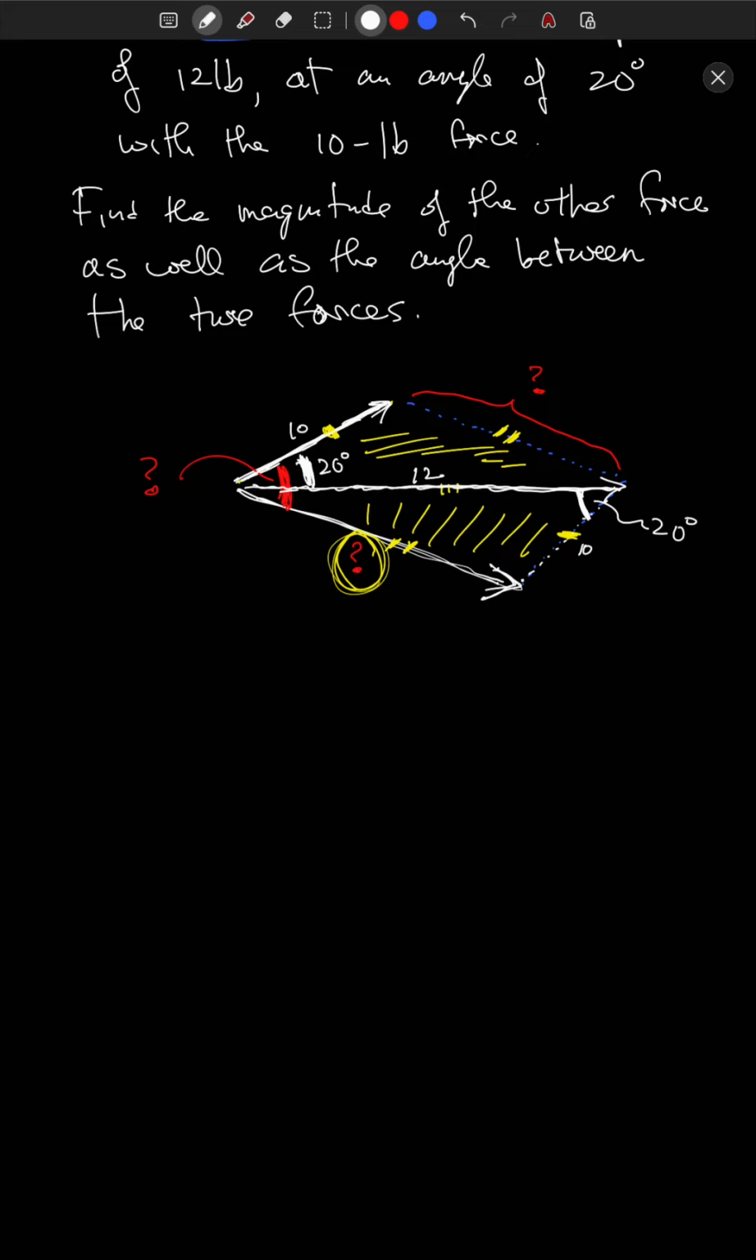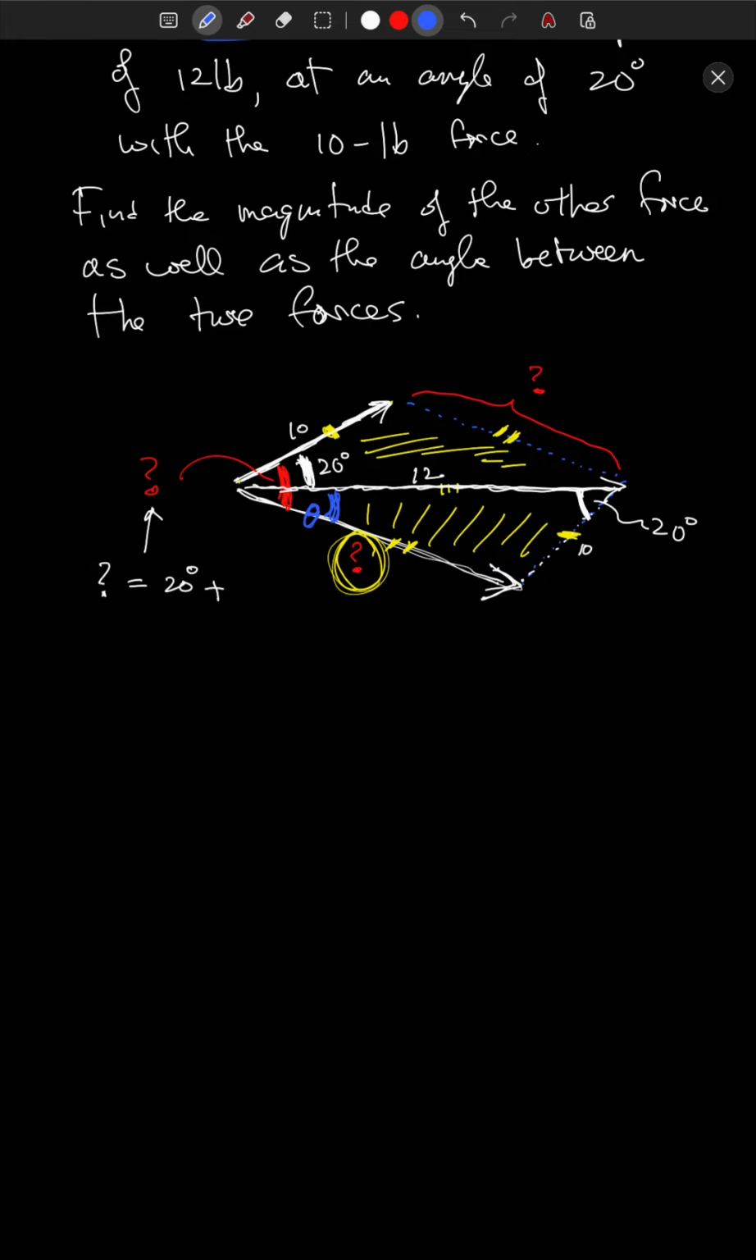Why do I care about that? Well, this question mark right here is equal to, let me write it like this, the size of this angle, which is 20 degrees, plus the size of this angle right there. And let me give that one a name. Let me call this theta.